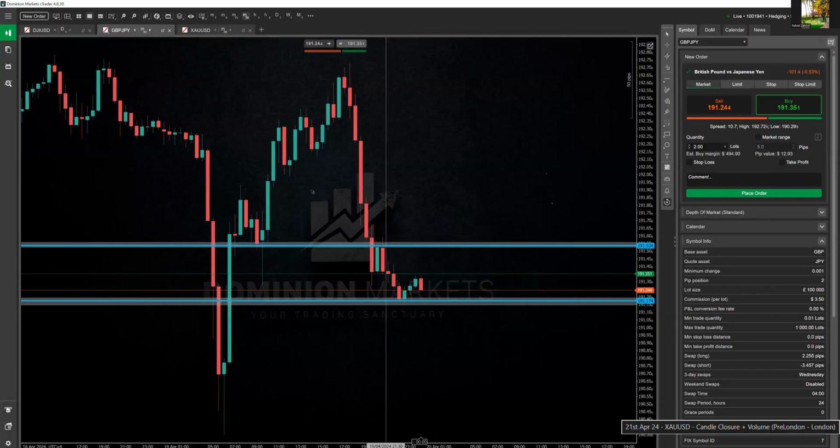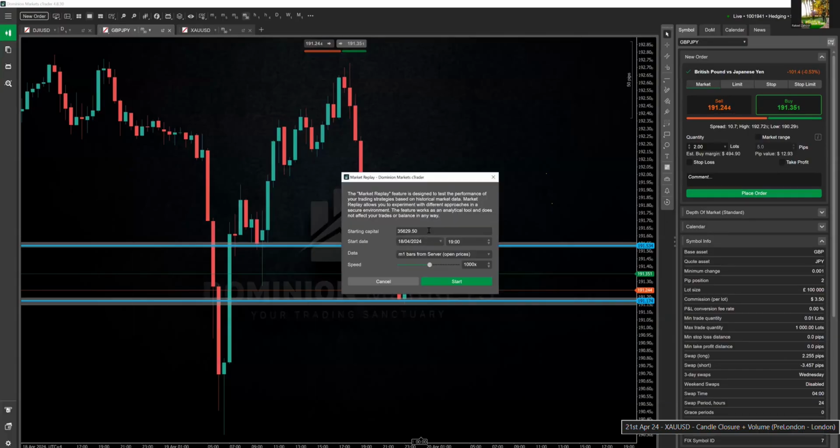So we're going to go over here, market replay, boom. And starting capital is going to be 5,000. 5,000 is starting capital. And we're going to go towards 18th March right here. M1 bar is okay. Open prices, take data from server. Okay, awesome. And the time is going to be around pre-London.